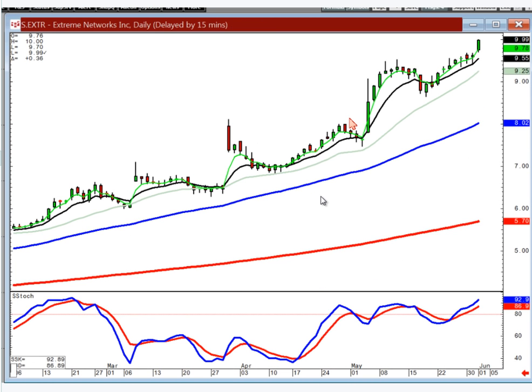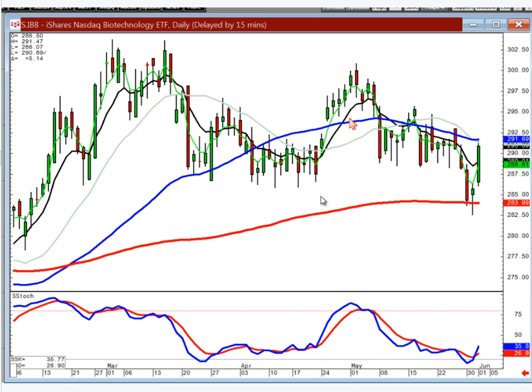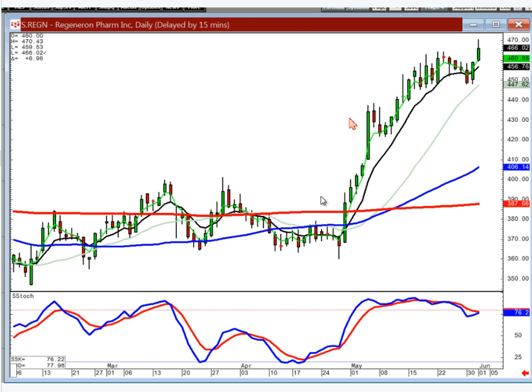EXTR, nothing to do here except stay long. Use the T line as your stop. CVRR, nothing. JB, I'm anticipating you're in that and you just don't want to get out of it. IBB, same as Labu. You can buy this one if it comes up through the 50 tomorrow. And REGN, J-hook type pattern. You can buy this one on positive trading tomorrow.